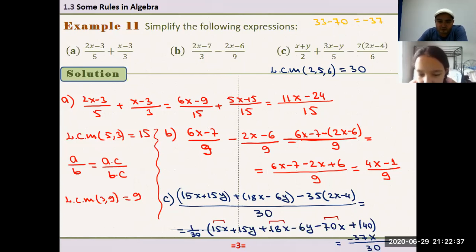So with the x terms, we are done. Now here we have 15y. 15y minus 6y. What is 15y minus 6y? 9y. Plus 9y. Very good. And how about a constant? We do not have any constant, only here, right? That is 140. So here we have plus 140.